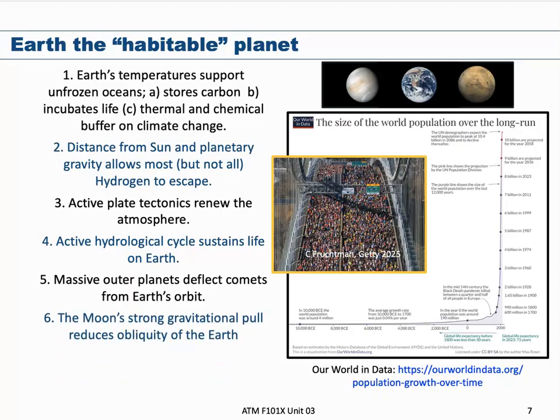6. The strong gravitational pull of the Moon reduces the obliquity of the Earth and therefore reduces the severity of the seasons. And finally, 7. The Earth's rotation rate supports a reasonable day-night cycle.